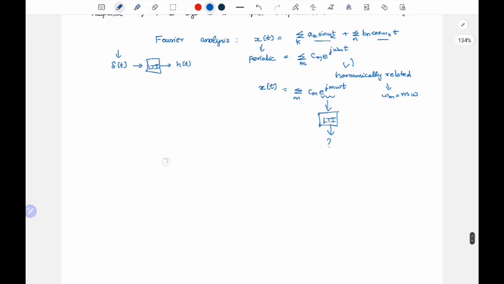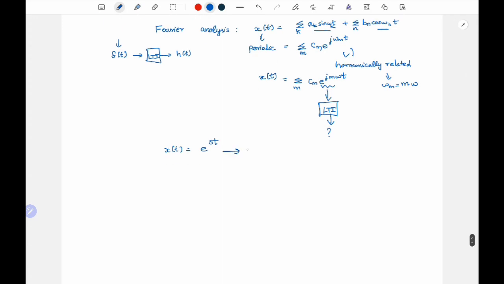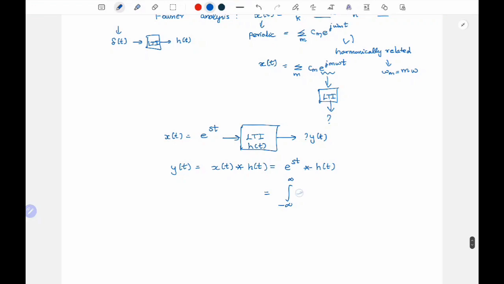In general, we'll consider x of t as e power st. Okay, this is the complex exponential. Then we pass it through an LTI system. Let's say the impulse response is h of t. What is the output y of t? So we know y of t is nothing but x of t convolved with h of t. And here x of t is e power st convolved with h of t. So what will we get? Integral minus infinity to infinity x of tau, where x of tau is e power s tau, and h of t minus tau d tau.